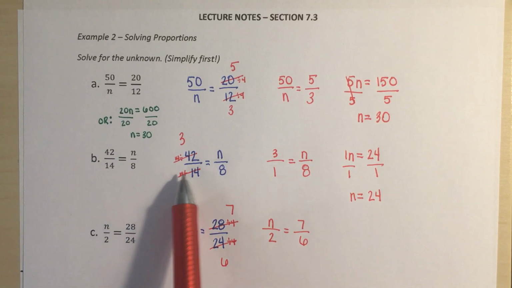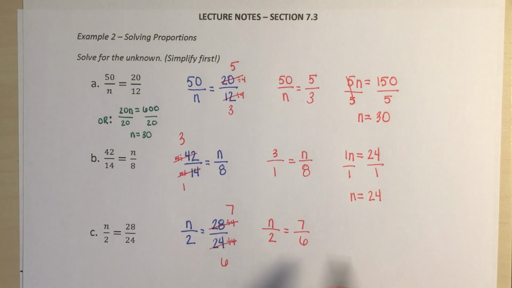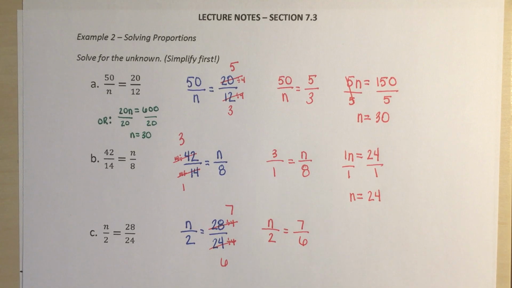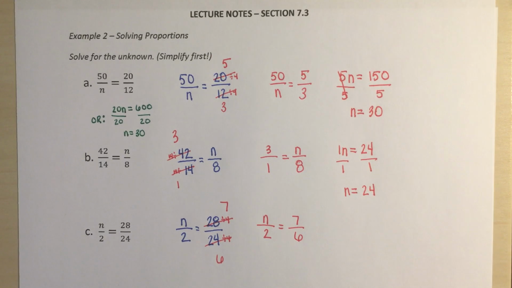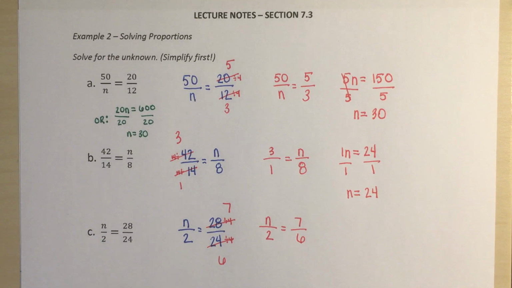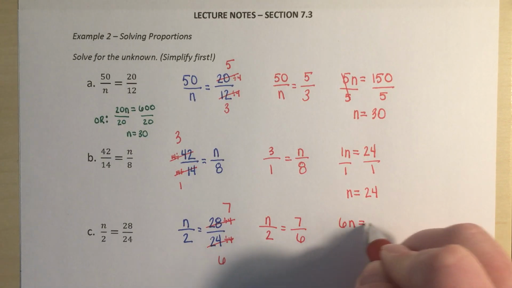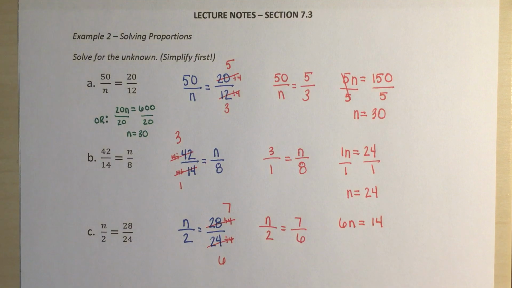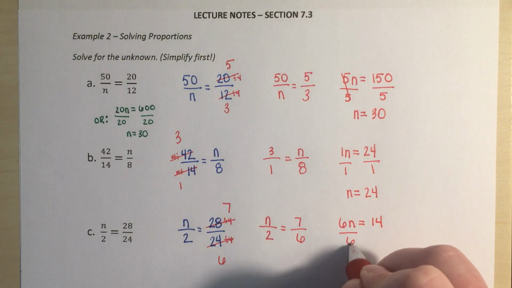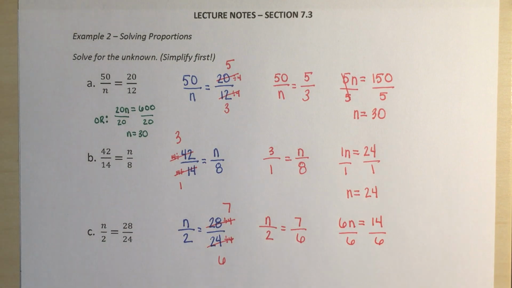If you want to jump right from here to here without rewriting in the middle, that's fine. Again, even if you don't want to simplify at the beginning, that also works. We have a lot of different options as we're going through these problems. Okay, so then we're going to cross multiply. 6 times n is 6n. 2 times 7 is 14. Divide both sides by 6.